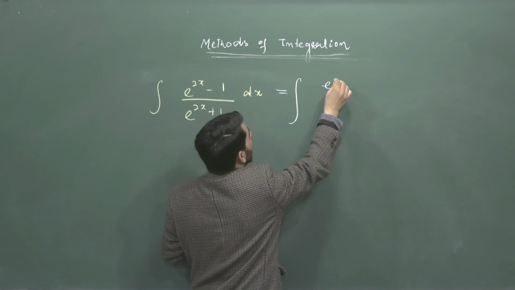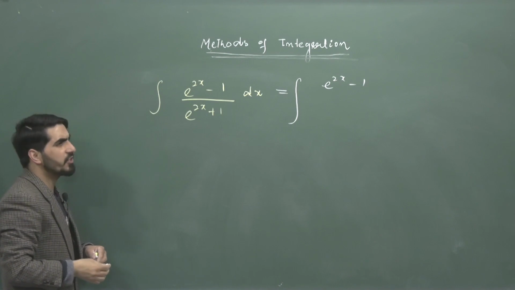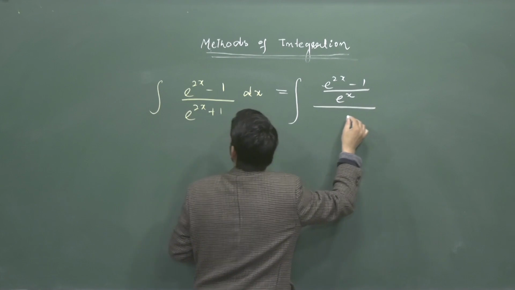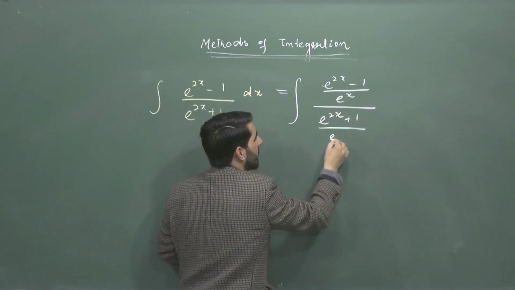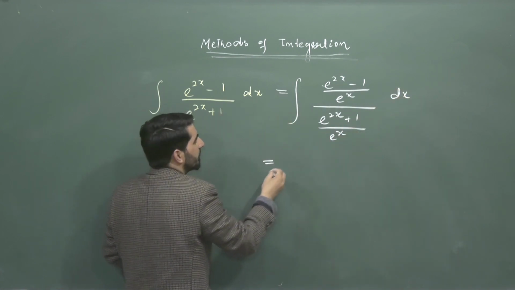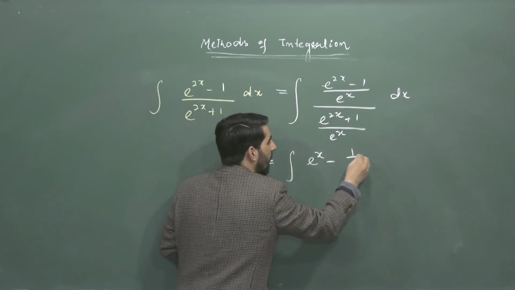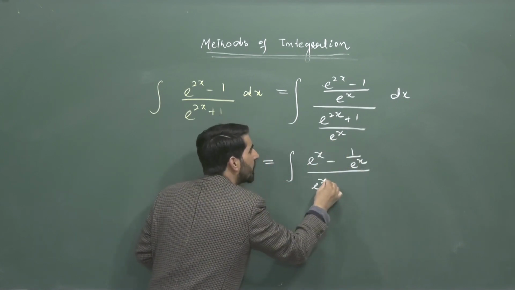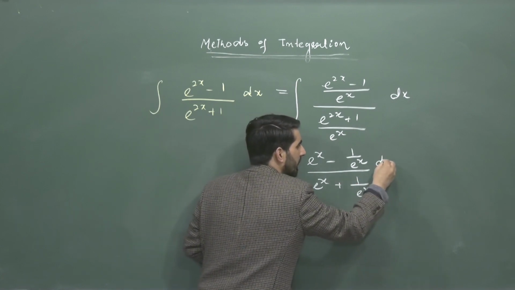So (e^(2x) − 1), dividing throughout by e^x, divided by (e^(2x) + 1) divided by e^x. What will we get? Integration of (e^x − 1/e^x) divided by (e^x + 1/e^x) dx.